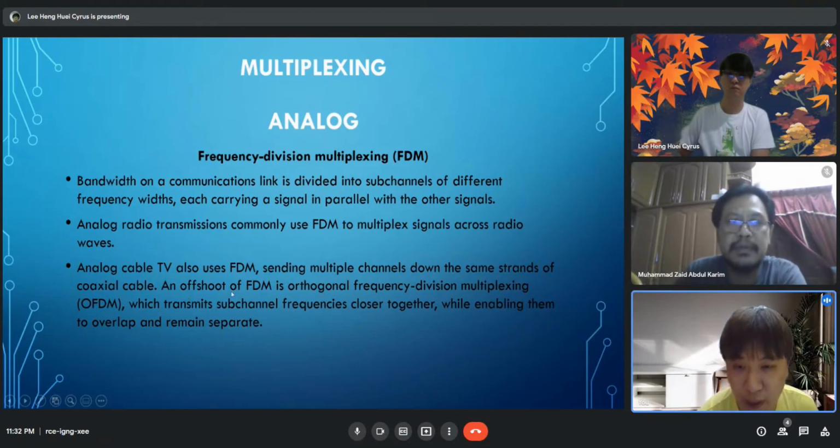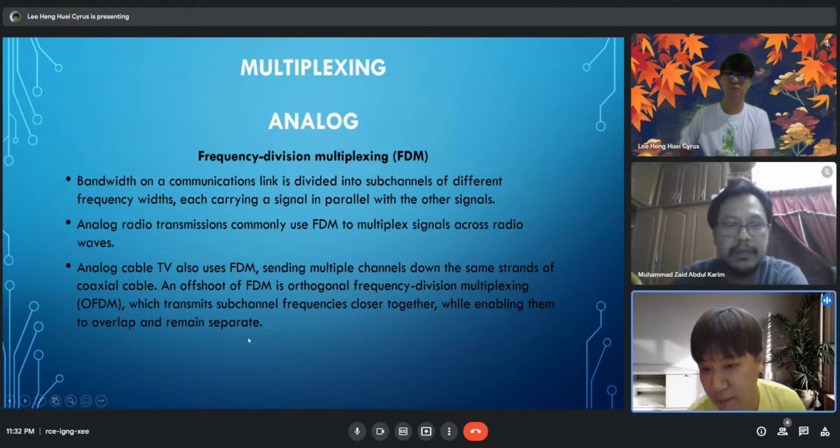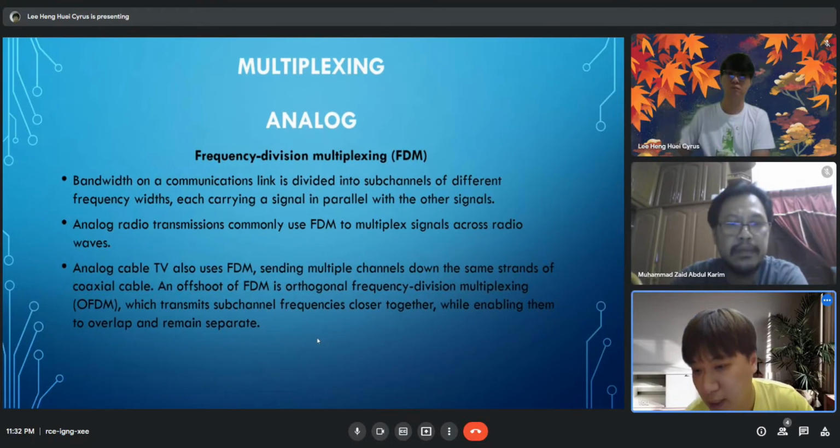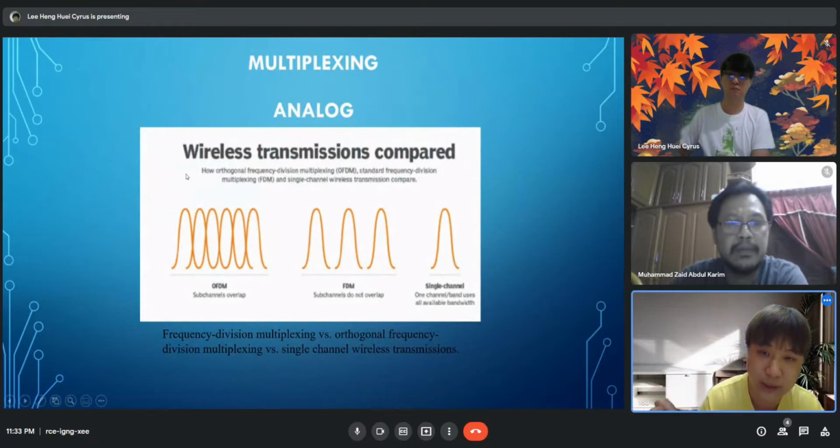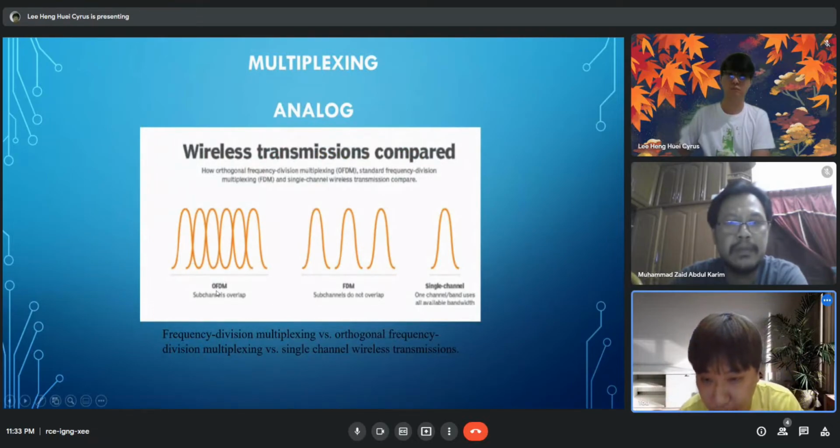An offshoot of the FDM, orthogonal frequency division multiplexing, or OFDM, transmits subchannel frequencies closer together while enabling them to overlap and remain separate. And this is the graph of the wireless transmission comparison for the OFDM and single channel. We can see the graph has a big difference.